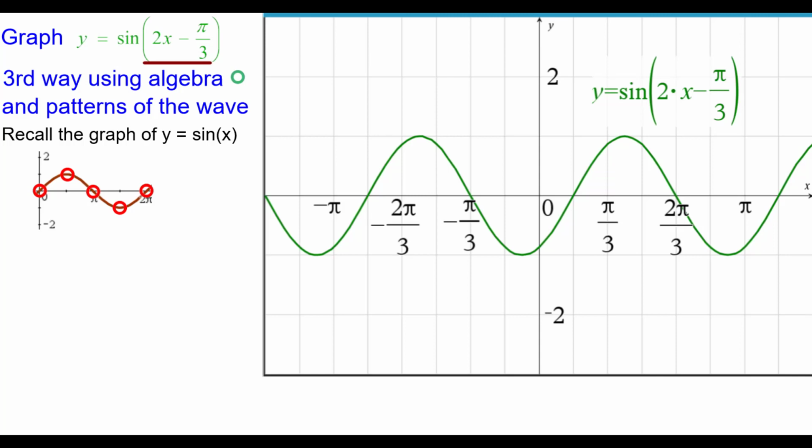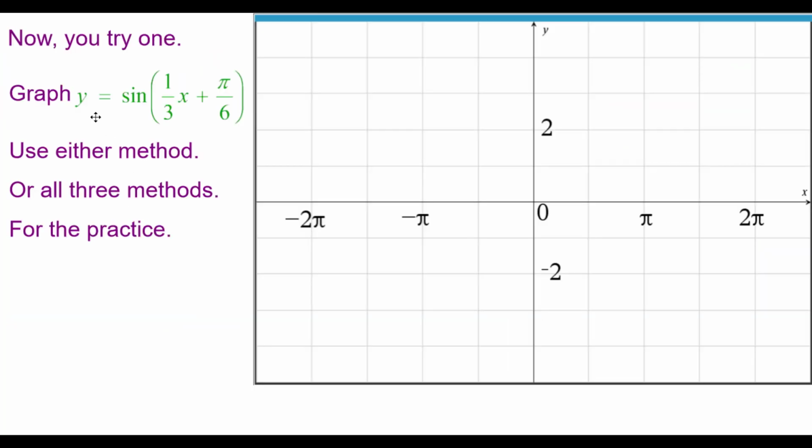So graphing 2 periods, this is the graph that we get. Just curious, do you have a favorite way to graph this one? Now you try one. Graph y equals the sine of the quantity 1/3 x plus pi over 6. Use either method or all 3 methods for the practice. Hint, you will need to change the units.